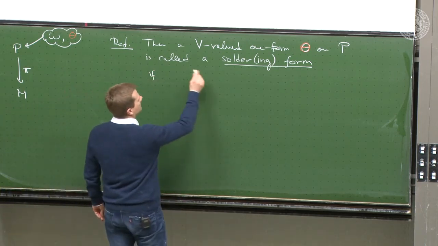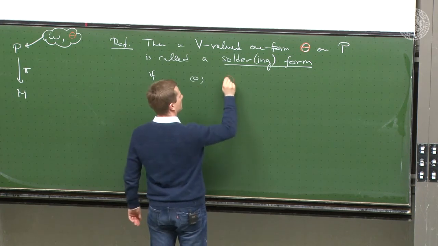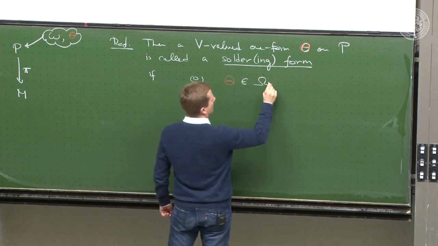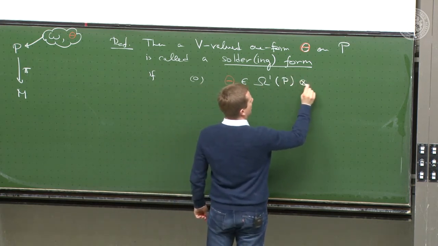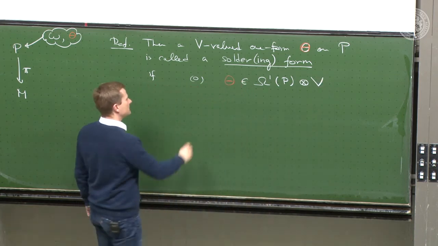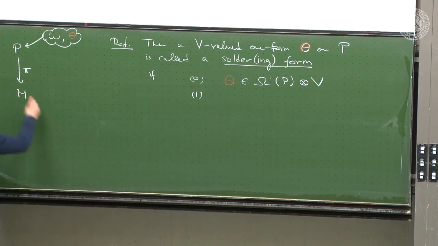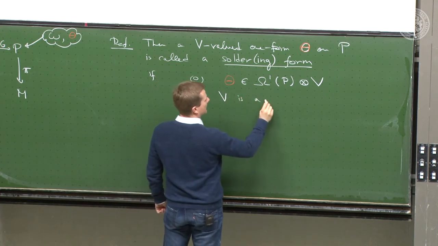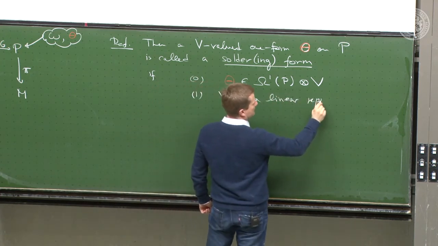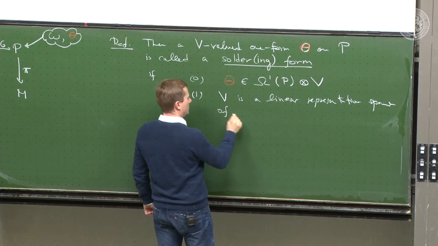So, okay, well, the 0th condition I already wrote down, that is that the theta is a 1 form, so this is of course not the curvature, this is just the space of 1 forms, so 1 form on P, and it is V valued. Well, what is V? V is a linear representation space of the group G, defining the principal G bundle, where V is a linear representation space of G.